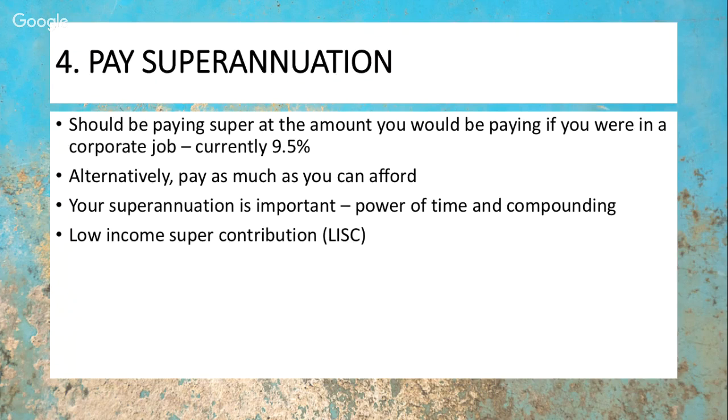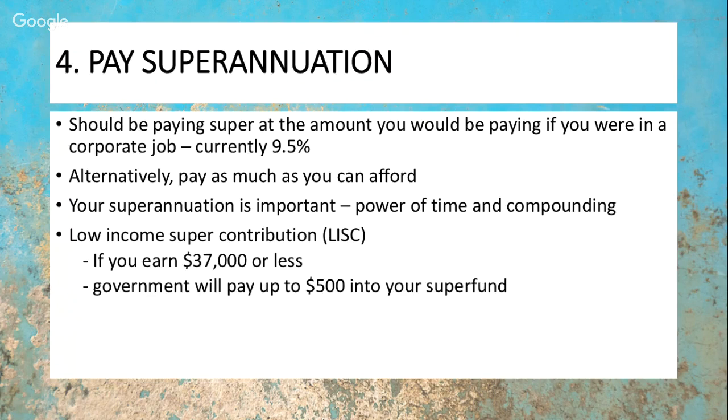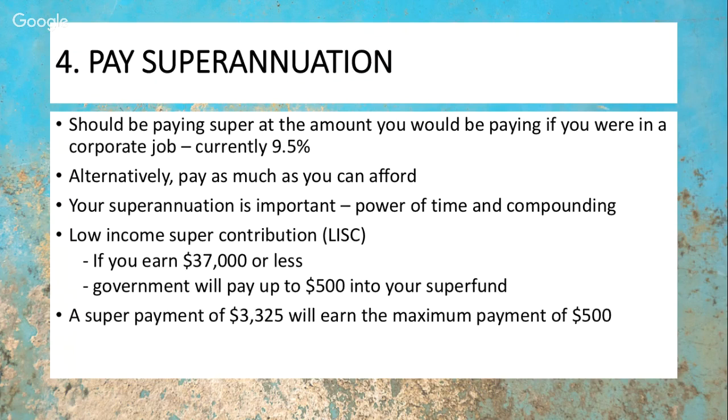So there is something called the Low Income Super Contribution, or LISC. Basically, if you're earning $37,000 or less, the government will match any superannuation contributions that you make up to $500, which is pretty cool. It's a free $500 into your super fund. So if you are not contributing a whole lot, this represents quite a large sum of money.